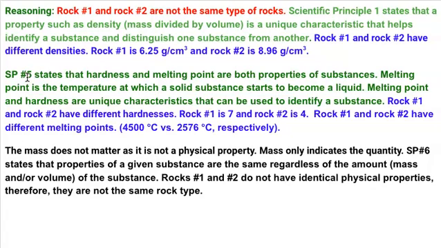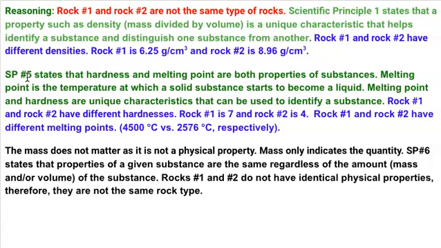evidence in there. Now, if you had that, you could end it with, therefore, rock number 1 and rock number 2 are not the same type of rock. That would be proficient. If you want advanced, go ahead, talk about how mass can't be used. It's not a physical property. It can't be used as a physical property to identify something. And mass only indicates quantity.